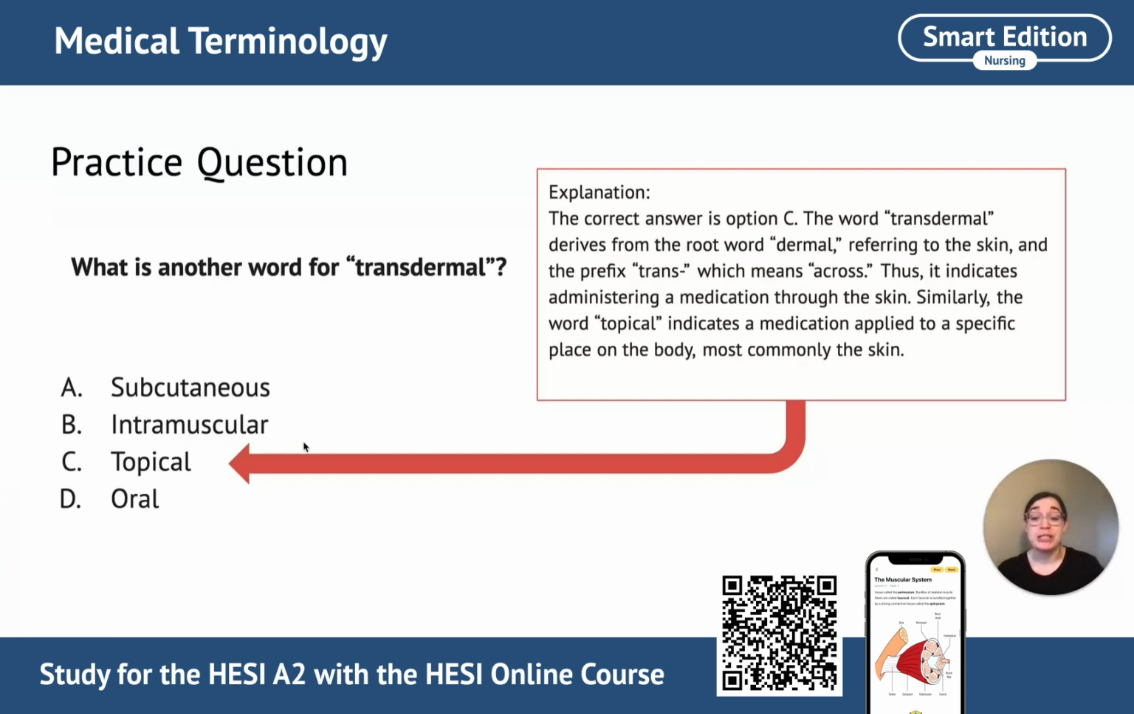Intramuscular injections are given deep into the muscle. Many vaccines are administered intramuscularly. And then oral medications, as you are probably aware, means giving medications by mouth. So tablets, pills, liquids, again, many different forms of medications that can be given by the mouth. So the only one that is a synonym in some sense of the word transdermal is topical, and that's our correct answer.